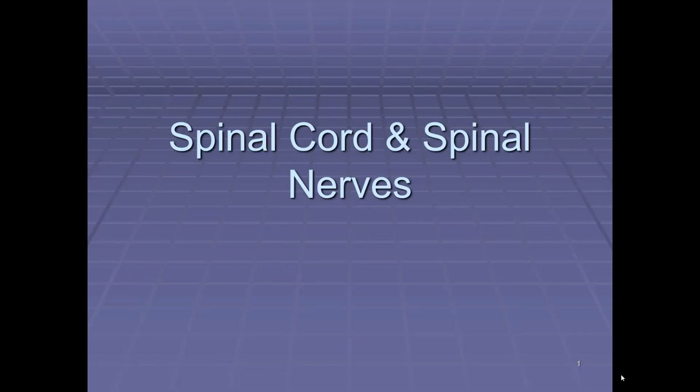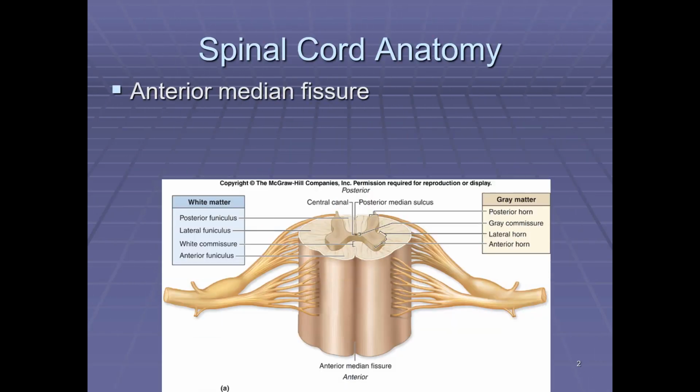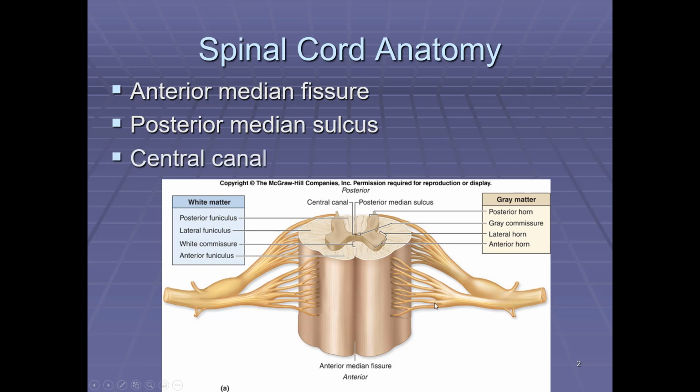So we're moving on now to the spinal cord and spinal nerves. Looking at the external anatomy of the spinal cord, as we've discussed before, you have a lot of white matter with gray matter in the middle. The gray matter is shaped like the letter H, or has a butterfly shape. There are two grooves in the front and the back: an anterior median fissure and a posterior median sulcus. Coming off of the spinal cord, you have what we're going to call spinal nerves. We'll talk more about those shortly.